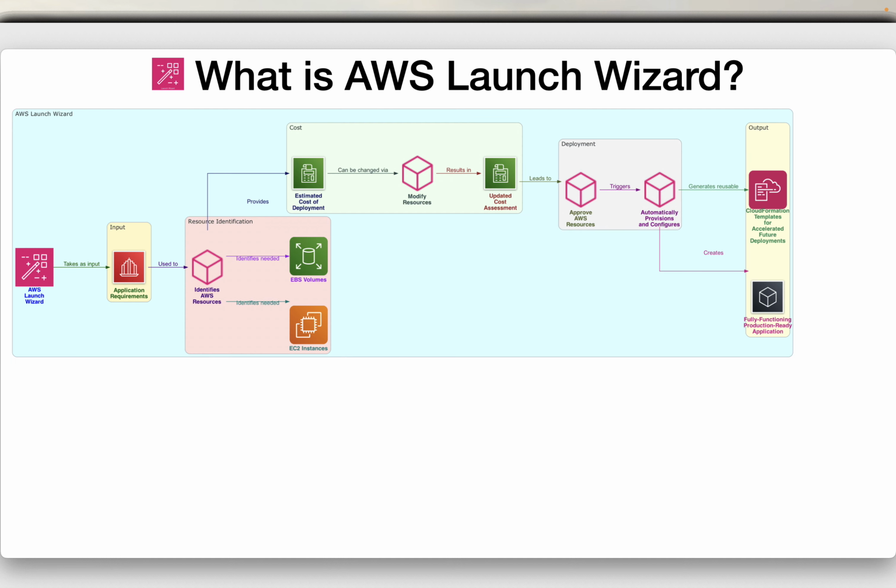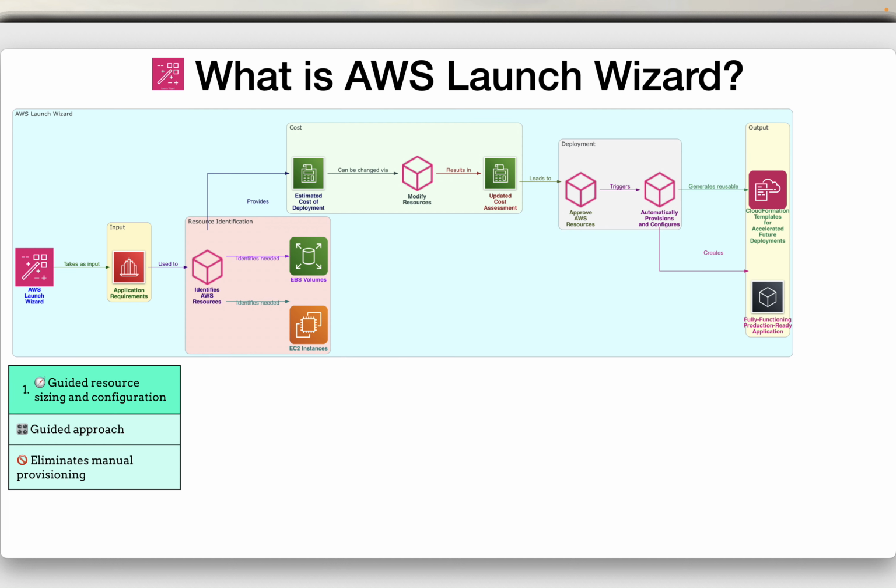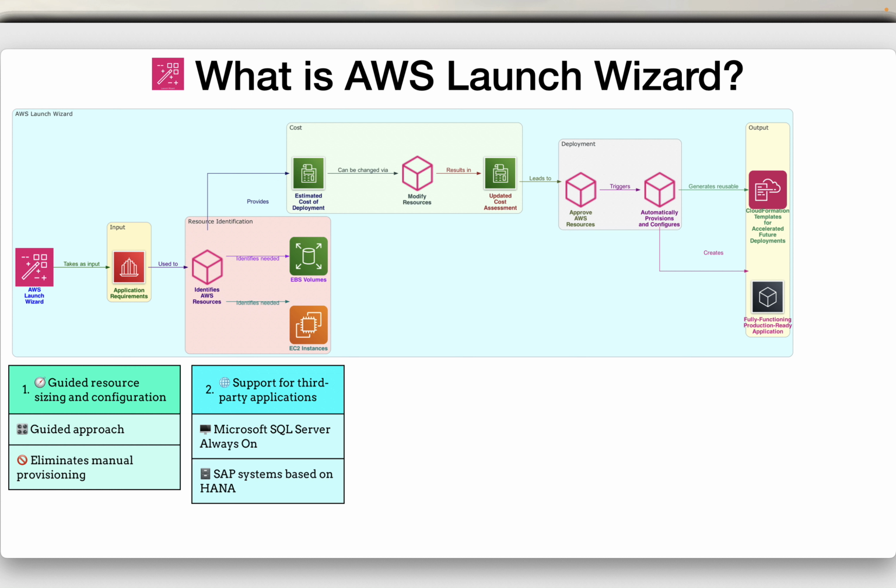So what is AWS Launch Wizard? AWS Launch Wizard offers a guided approach to sizing, configuring, and deploying AWS resources for third-party applications, eliminating the need for manual provisioning of individual resources. The service supports popular third-party applications such as Microsoft SQL Server Always On, SAP system based on HANA, making it easier to deploy these applications on AWS.